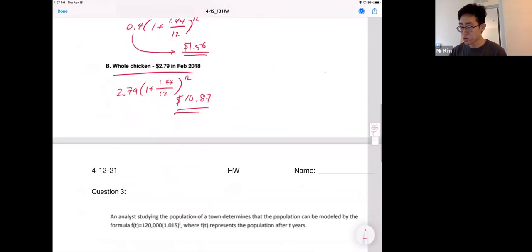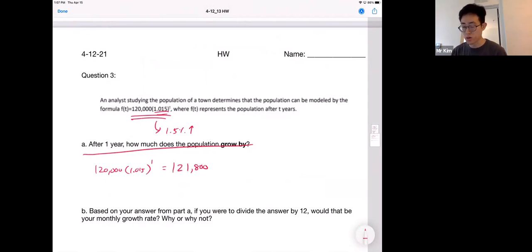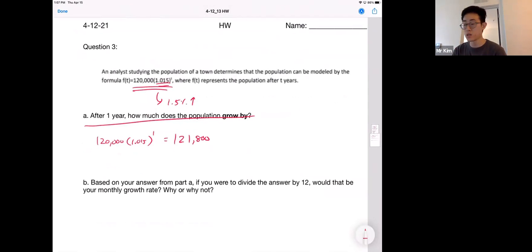All right, last question, question 3. After 1 year, how much does the population grow by? Now this one I'm going to go over with you guys. This is a simple interest problem where the rate of increase is 1.5%, as indicated by 0.015. And after 1 year, you're simply going to plug it into this equation, which gives you 121,800, because that's a 1.5% increase.